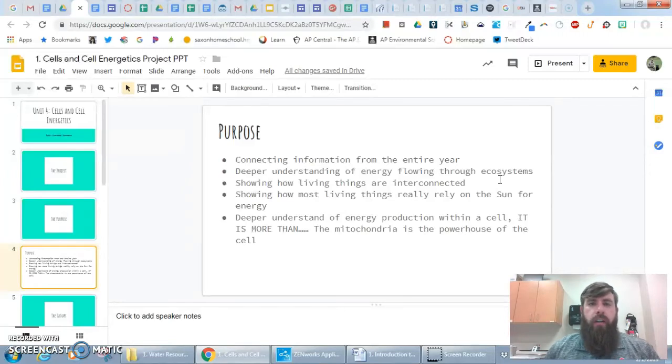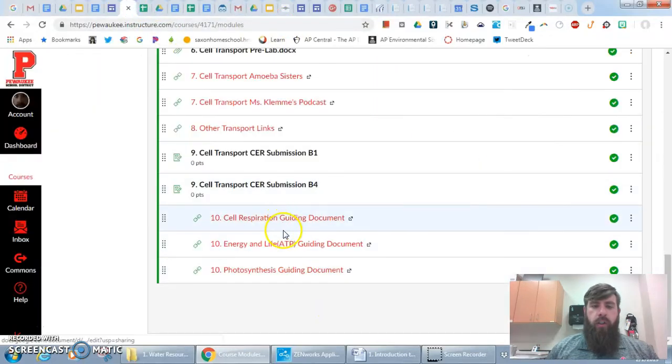Think about all of the energy that is happening in each one of your cells. And every cell has a little powerhouse, right? But how is that actually producing energy so that you as a whole organism can survive? Okay? So that is really the purpose. That is the project. Like I said, all of the documents that you'll need, depending on which group you are in, are linked right here for you to get started.